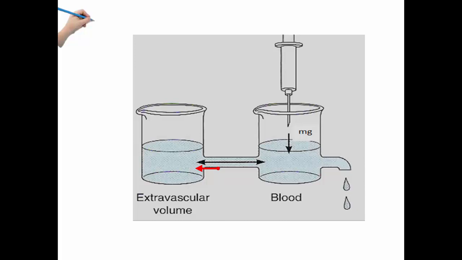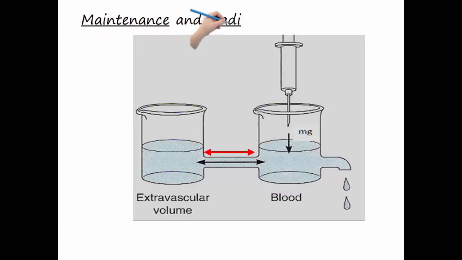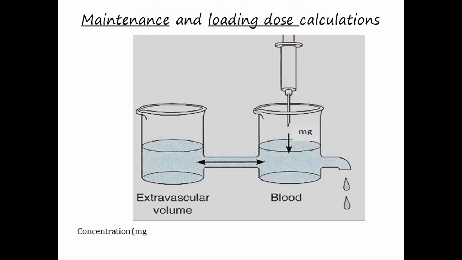And this will usually occur very quickly in the process of what we know as distribution. As I say, usually within minutes of the injection, and eventually it reaches a point of equilibrium between the well-perfused tissues and the blood compartment. And the concentration at the point of equilibrium will be equal to the dose given in milligrams divided by the total volume in which the drug has distributed, which is usually expressed in liters.